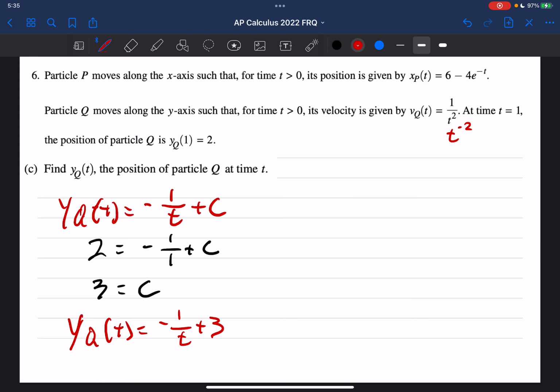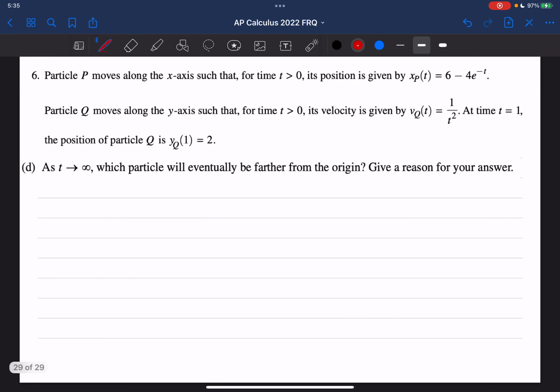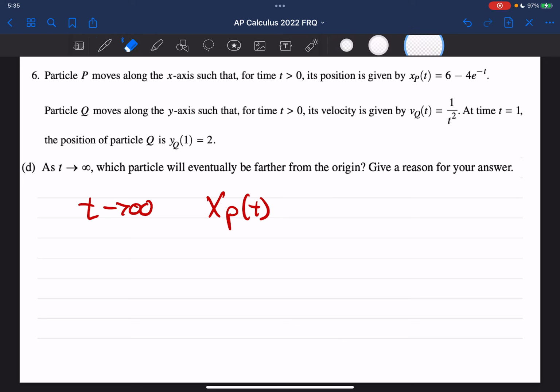And then finally, part D asks, as t goes to infinity, which particle will eventually be further from the origin? So we're saying t is going to infinity. So x of p, the position of particle P, what is that approaching? Well, the 6 is a constant. That doesn't change. But the exponent is going to approach negative infinity. Well, that means that this quantity is going to get closer and closer to 0. So that means x of p approaches 6.